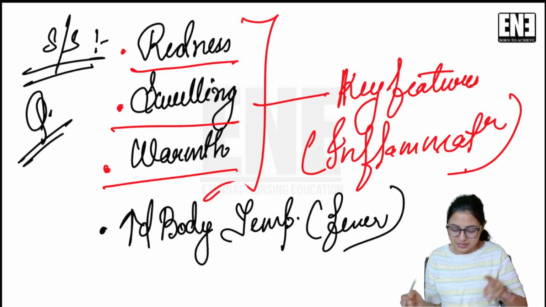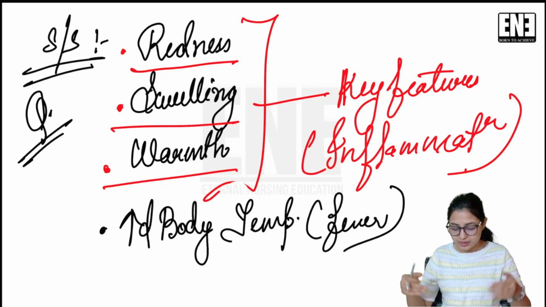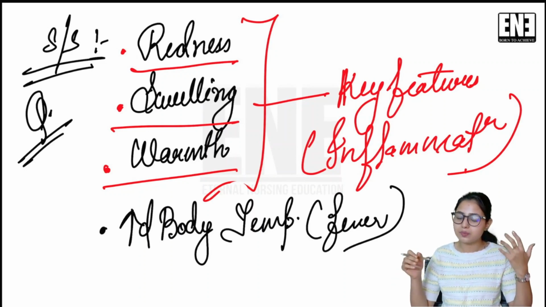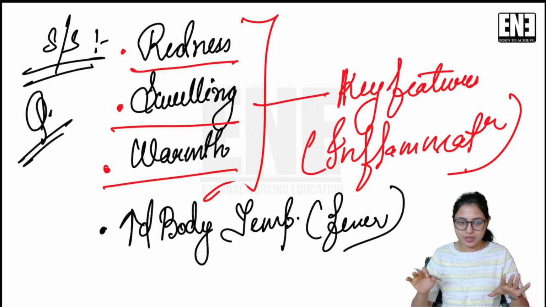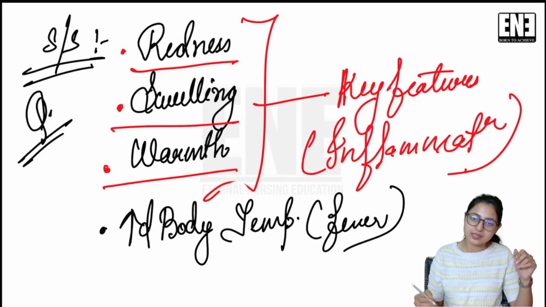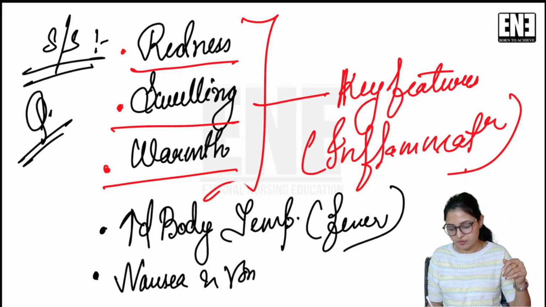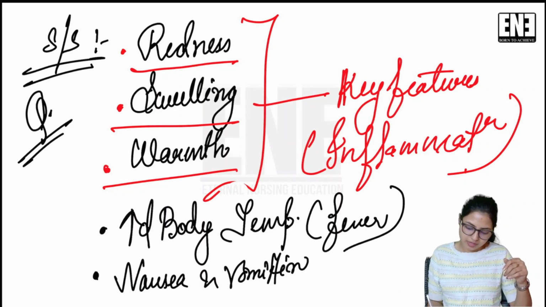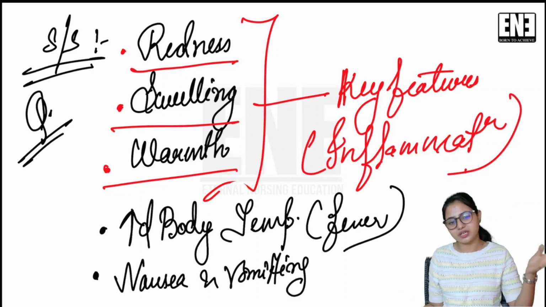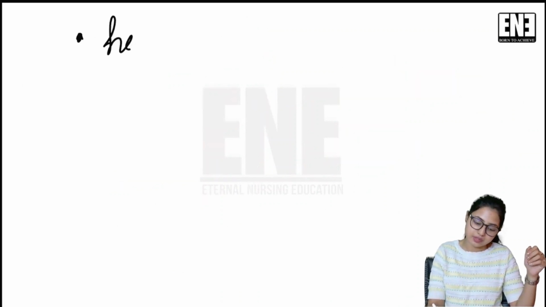So this is your body temperature. Your body temperature increases. Am I clear? Then what are the other signs and symptoms? The most common signs and symptoms are nausea and vomiting. With any infection, infestation or inflammation, nausea and vomiting is very common. Along with that, headache can be there.